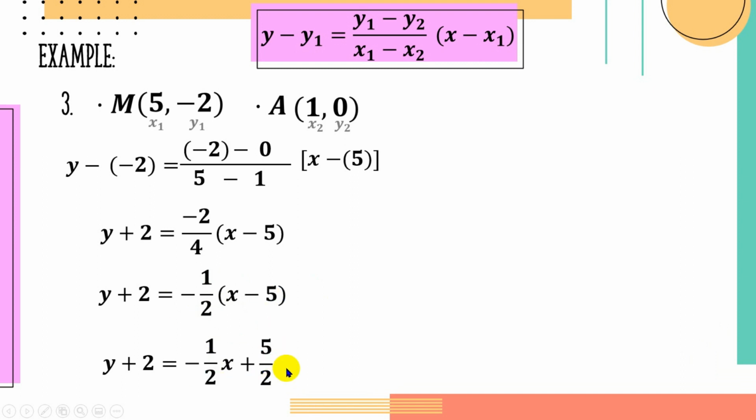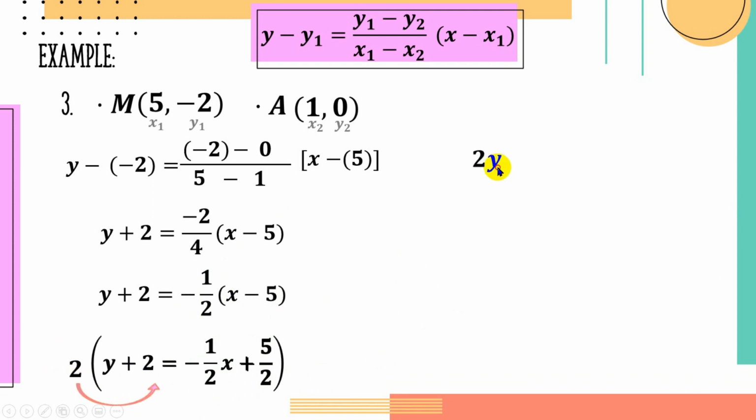And again, wag tayong matakot kung meron tayong denominator. What we're going to do is to multiply both sides of the equation by the LCD. And dahil positive 2 lang naman po yung nasa denominator natin, yun po yung ipang-multiply natin dito sa ating term, sa ating linear equation. So, bawat terms po imumultiply by positive 2. So, 2 times y, that is 2y.